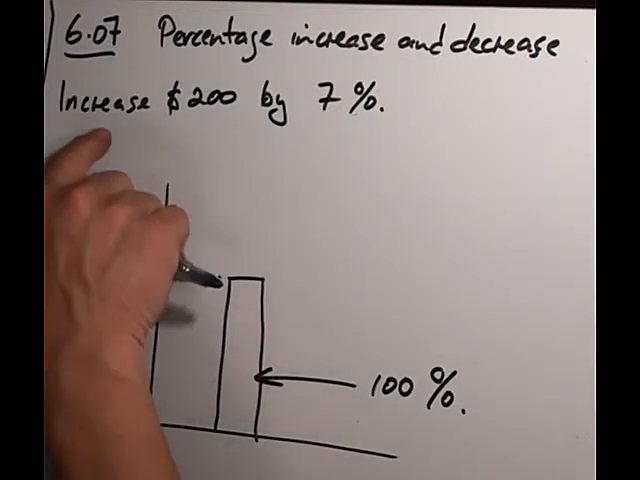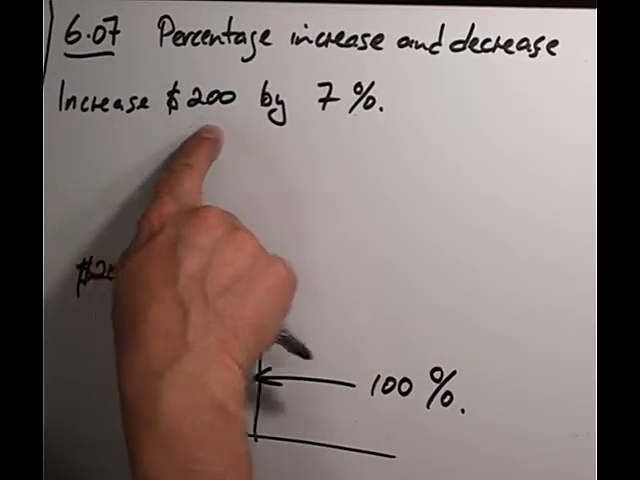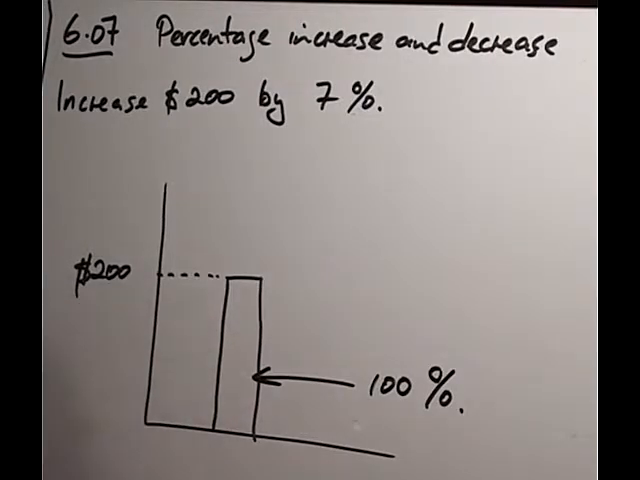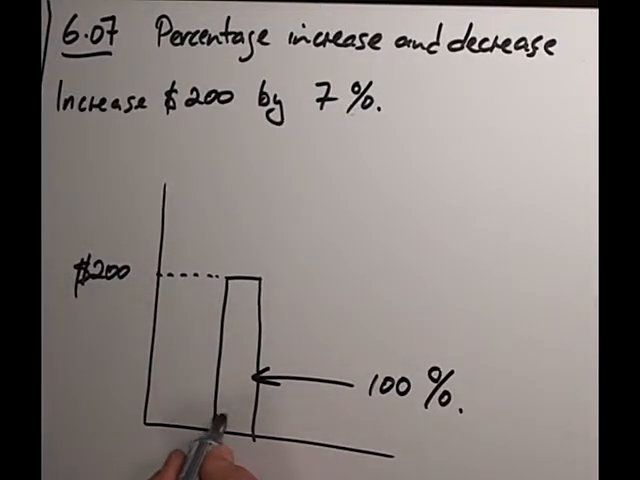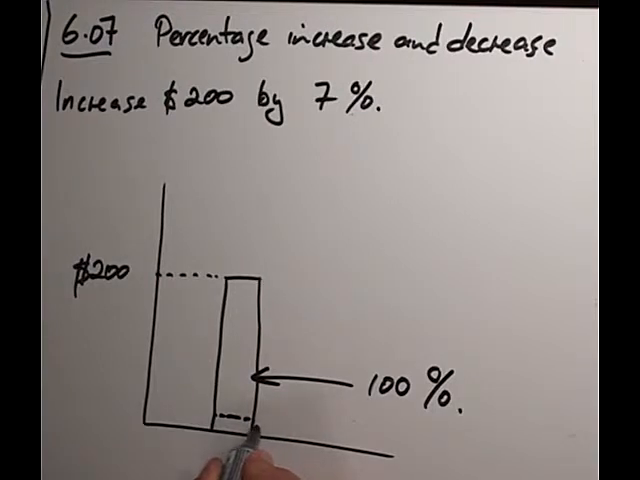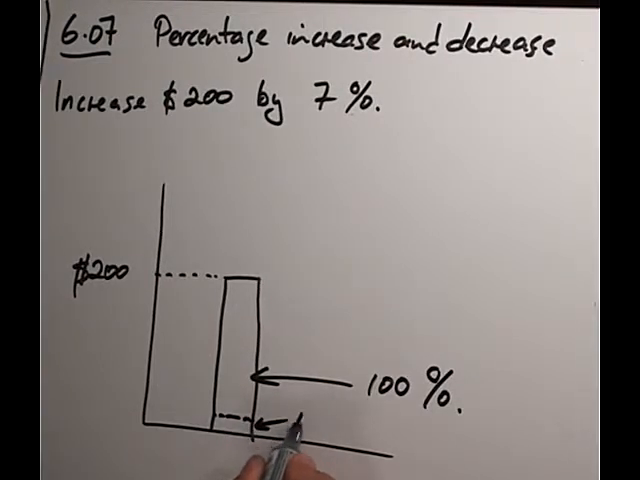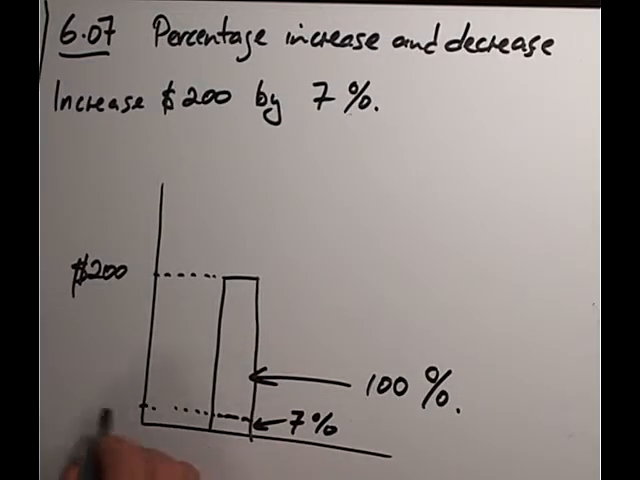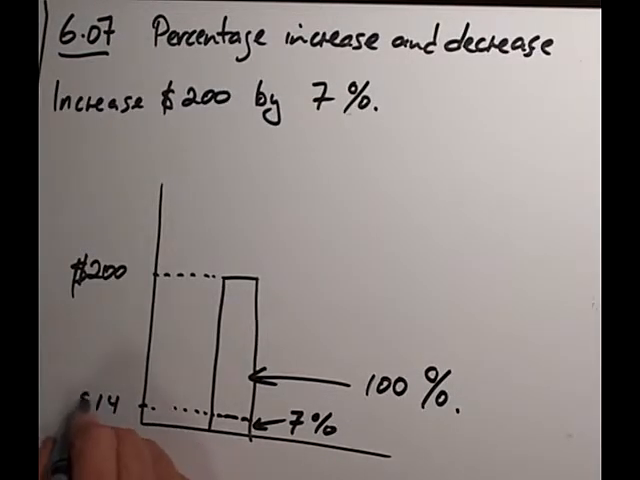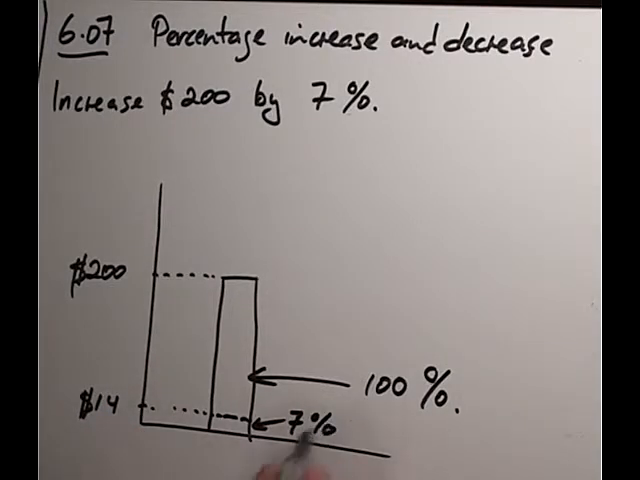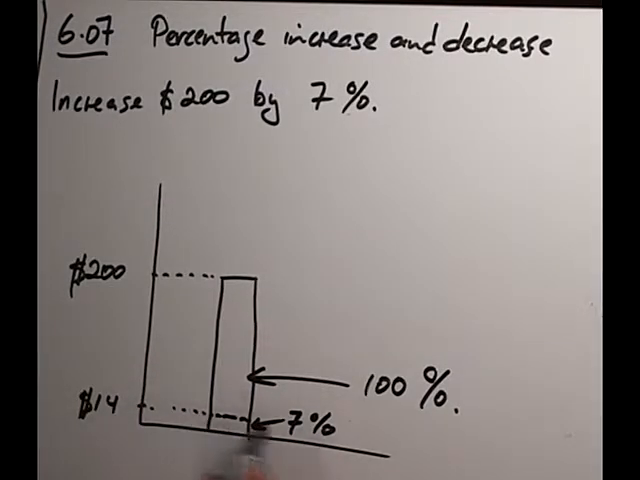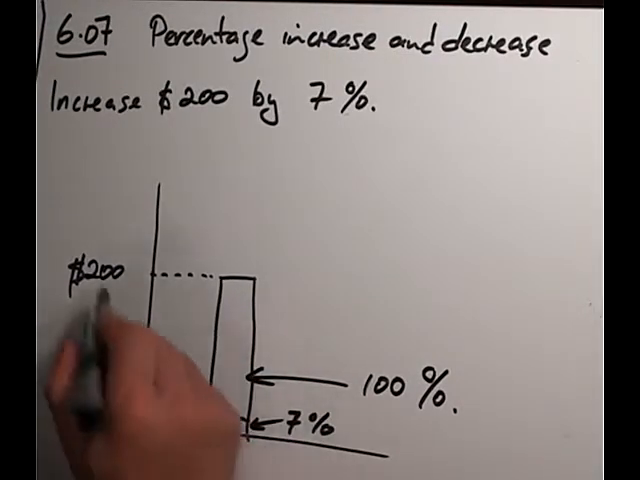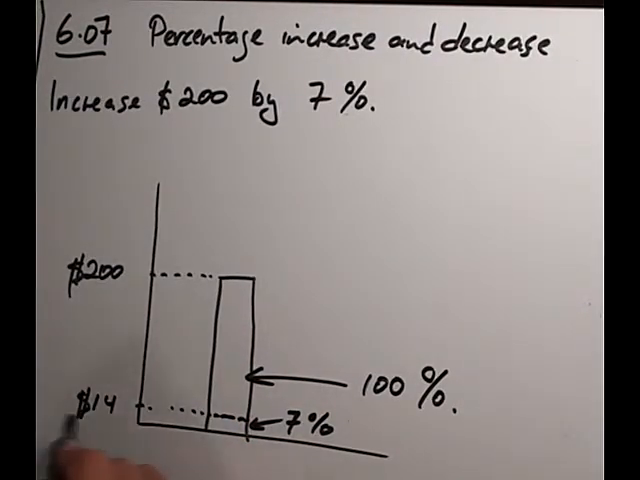Now, I'm told to increase 200 by 7%. So I've got to work out what is 7% of $200. So I'll calculate down here what 7% is, and I find that the 7% works out to be $14. Okay? I take this $14, which is 7% of my 100%, which is 7% of my $200.